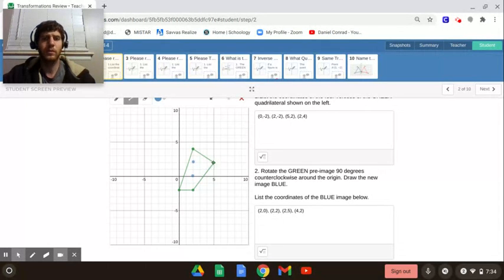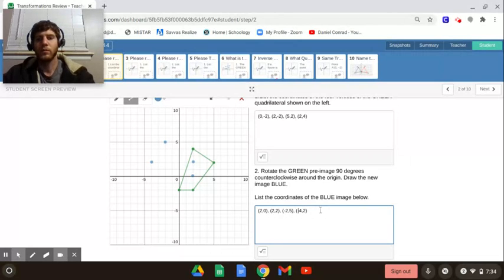(5, 2) is in quadrant 1. If we go 90 degrees counterclockwise, we're going to be in quadrant 2. The signs for quadrant 2 are negative, positive. So we're going to make this (-2, 5), which would be right here. And then (4, 2), or (2, 4), I'm sorry, is in quadrant 1. We rotate it 90 degrees. It's going to be in quadrant 2, which is negative, positive. So (-4, 2).